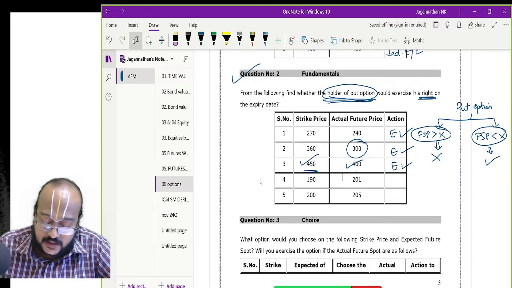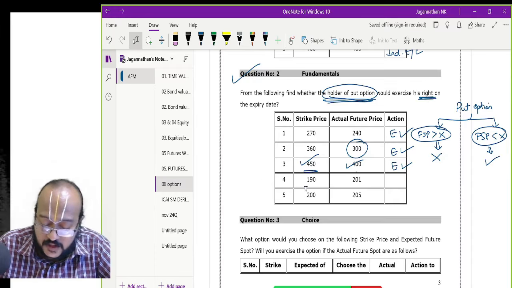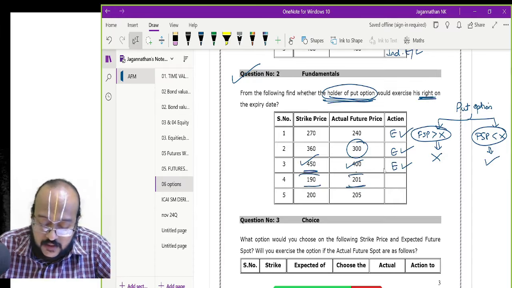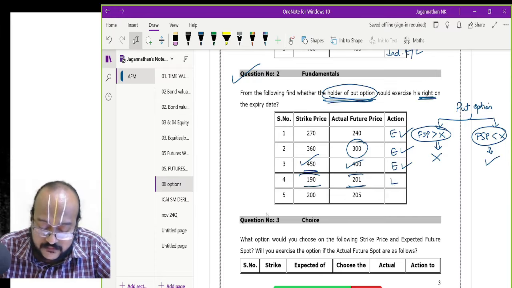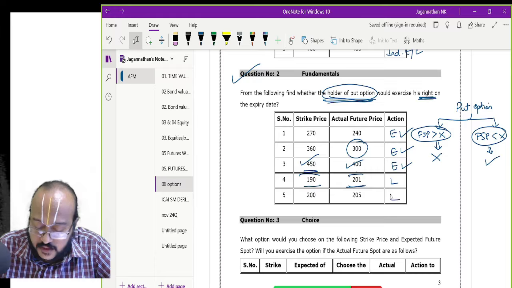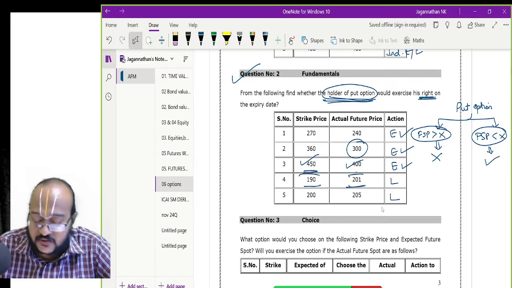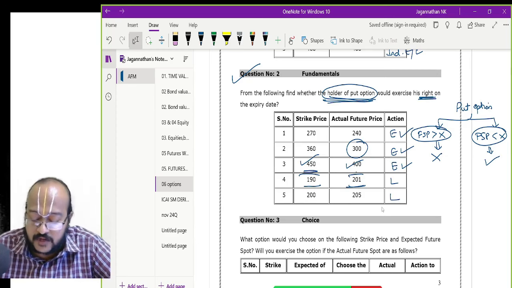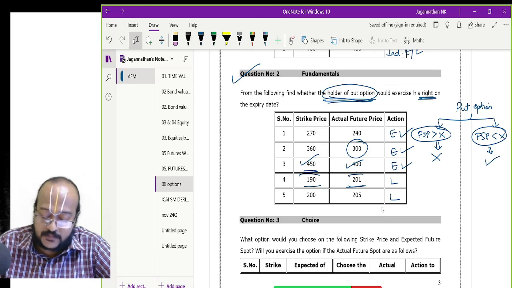Understood? Fourth case, what is happening? 190 is your strike price, 201 is your actual price. Will you exercise or lapse? You will lapse. Correct? Because strike price is obviously less than the future spot price. Not beneficial, so you will let it lapse.